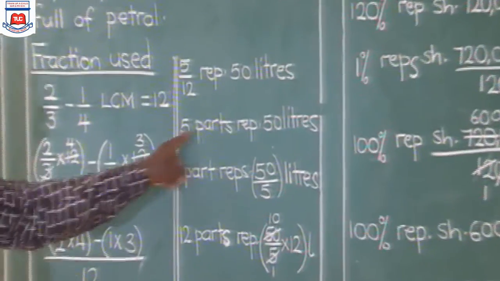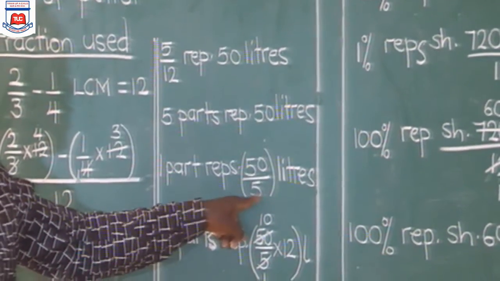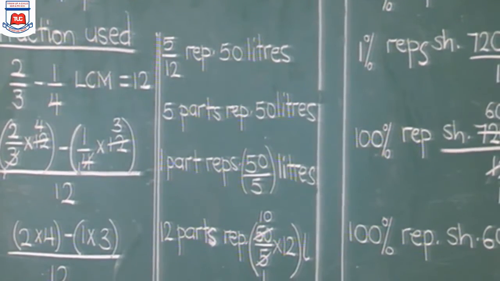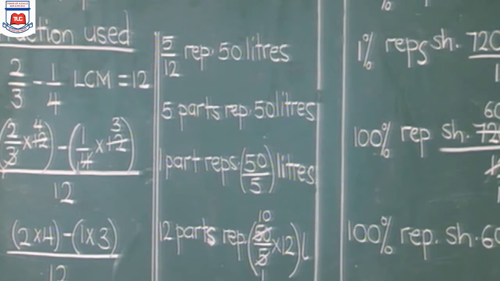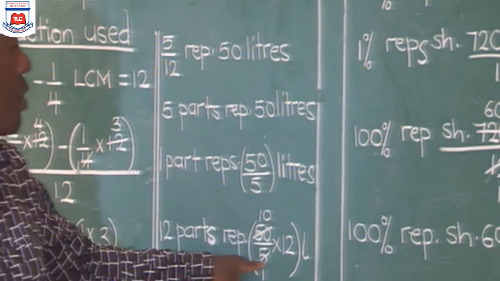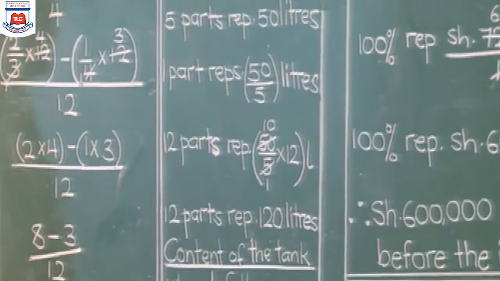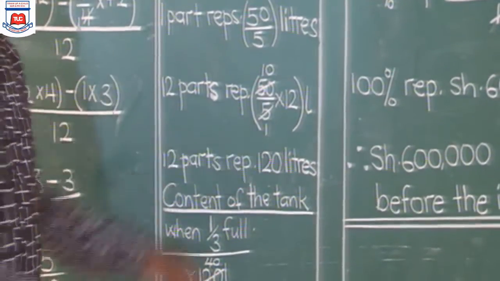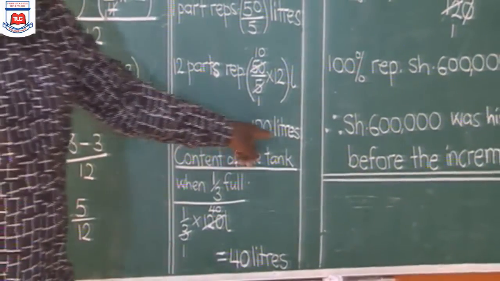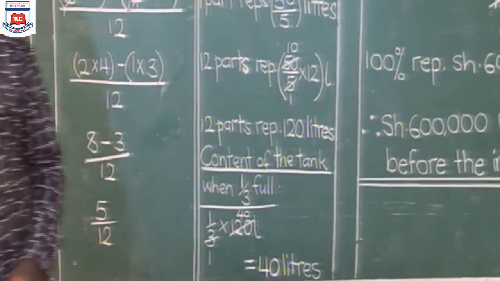Like I've said, 5 parts represent 50 liters. 1 part represents 50 divided by 5 liters. Then you go to the 12, which is the total, reflecting the capacity of the tank when full. So the 12 parts represent 50 divided by 5 times 12 liters, or the meaning of 1 part times the 12 as a whole. 50 divided by 5 is 10. So 10 times 12 gives 120 liters, the capacity of the tank when full.